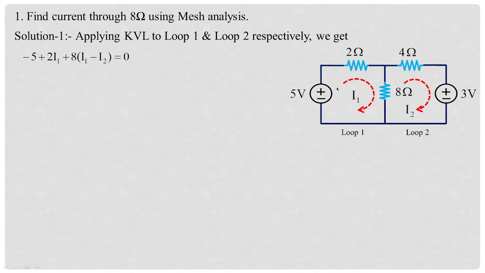Because while considering loop 1, I'm assuming loop 1 to be the dominating loop, and the next loop, at the instant of loop 1, is least dominating. That's why I have taken I1 minus I2, which is equal to 0. So this equation satisfies Kirchhoff's voltage law. With this, I will rearrange the equation in this fashion, that is 8 plus 2, that is 10 I1 minus 8 I2 is equal to 5. Now we'll treat this as equation 1.